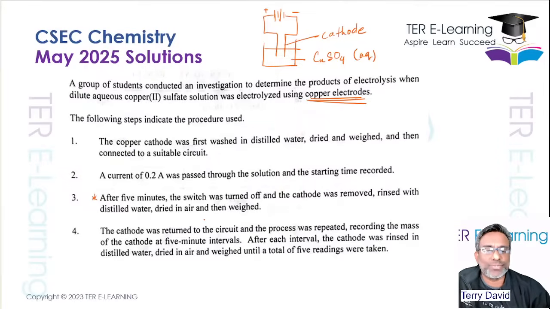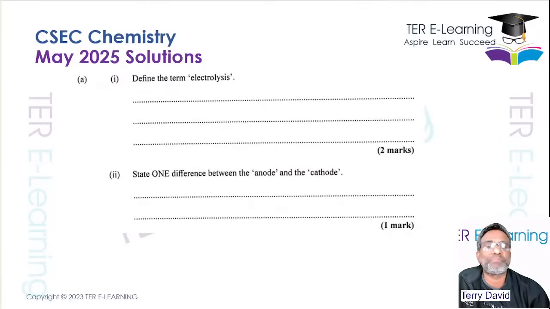The cathode was returned to the circuit and the process was repeated, recording the mass of the cathode at 5-minute intervals. So basically, every 5 minutes, you take out the cathode from the circuit and you weigh the cathode. After each interval, the cathode was rinsed with distilled water, dried in air, and weighed until a total of 5 readings were taken.